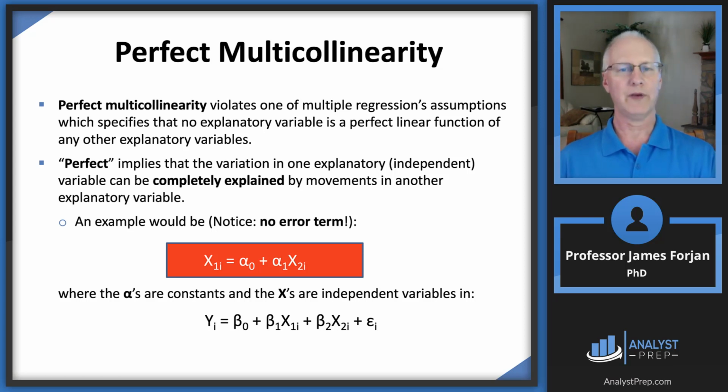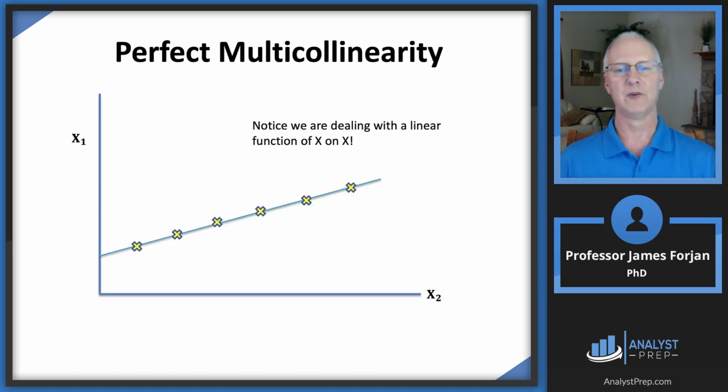All right, perfect implies that the variation in one of the explanatory variables can be completely explained. And so there's an example in red where there's no error term, so x2 is completely, perfectly explaining x1. And then there's a picture of it. x2 and x1, they fall directly on that line. There is no variability at all.